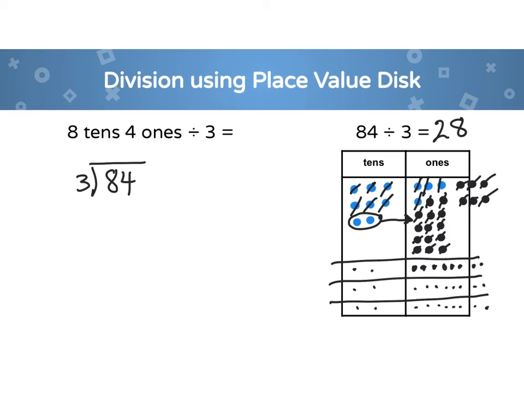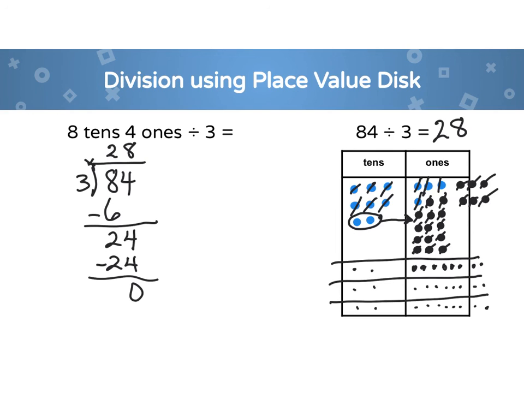Okay, so let's walk through the steps. 8 divided by 3 is 2. 2 times 3 is 6. We have to subtract. 24. Oh, if I went over here and counted all of these dots in my ones, I would have 24. 24 divided by 3 is 8. Every time we divide, remember it goes at the top because that's our quotient. That's our answer. 8 times 3 is 24. I subtract, I get 0. So my quotient is 28.